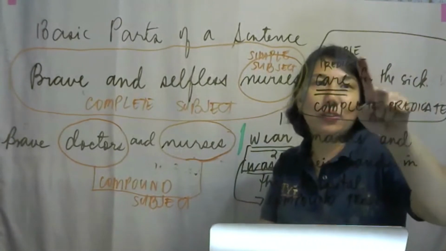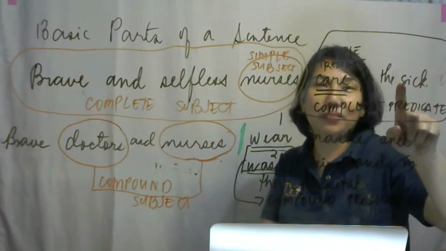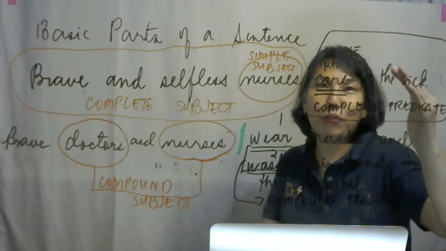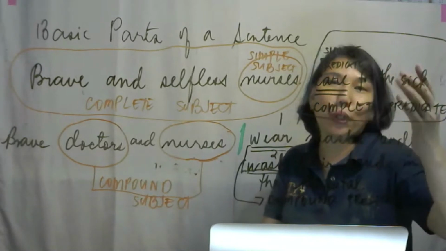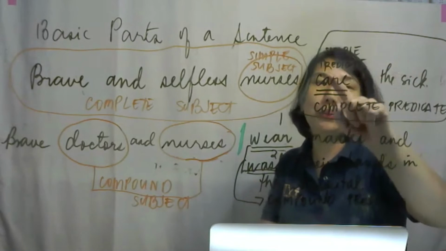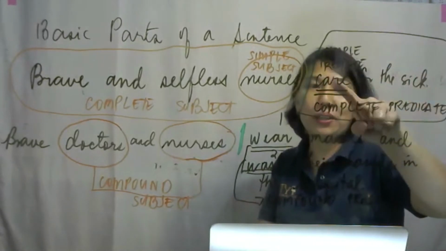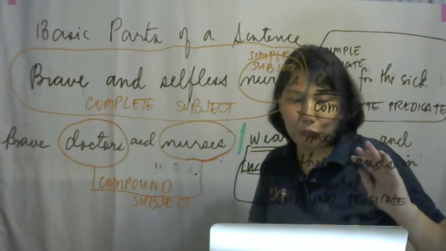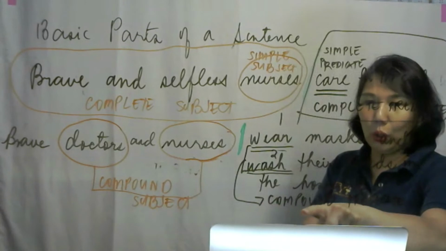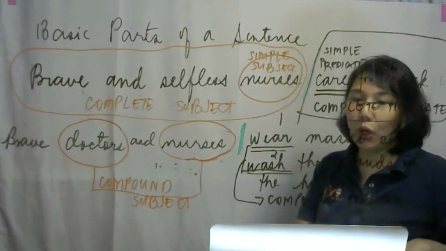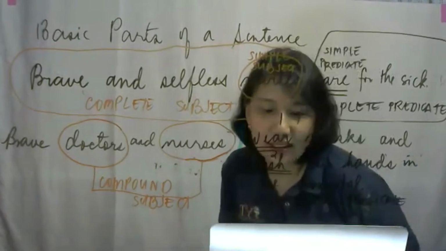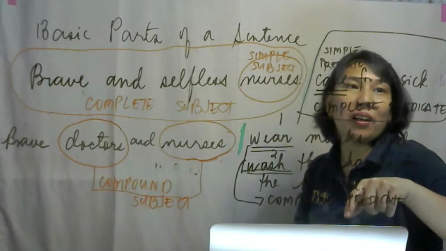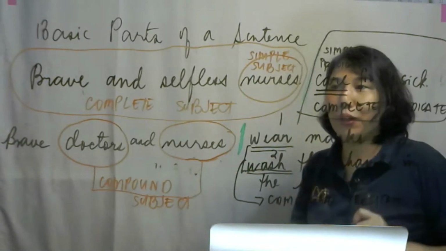Now if you have a simple predicate, you only have one verb. Everything that is related to the verb in the predicate part, whether it be objects, or adverbs modifying the verbs, or complements, as long as you find them in the predicate part, then together with the simple predicate, you have the complete predicate. So the third kind of predicate is what we call the compound predicate. When you see compound predicate, you should have two or more verbs like this one, wash and wear.